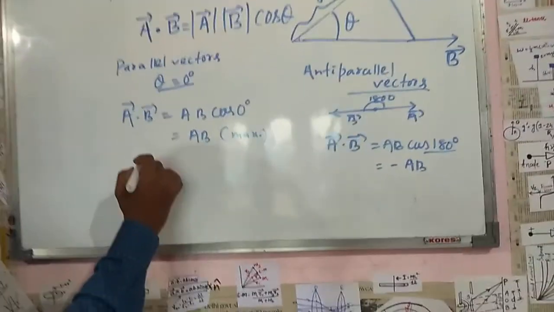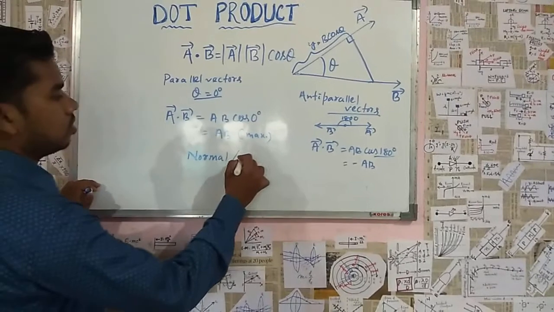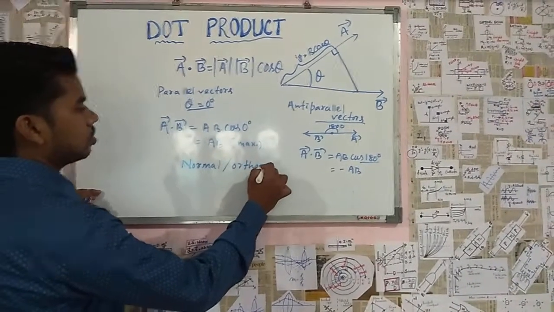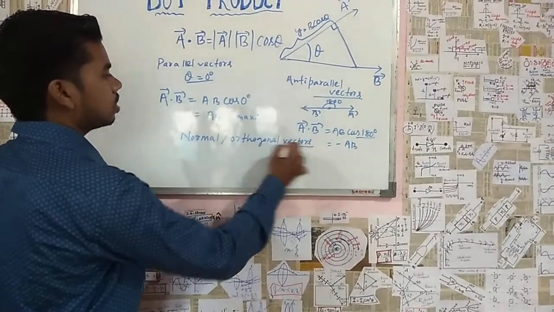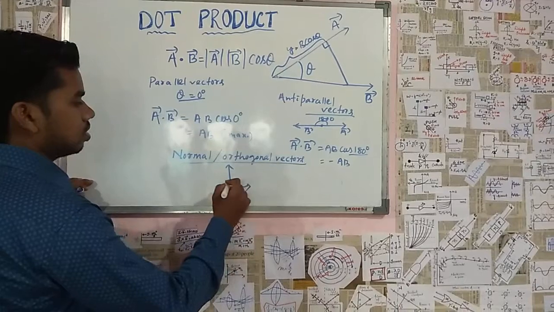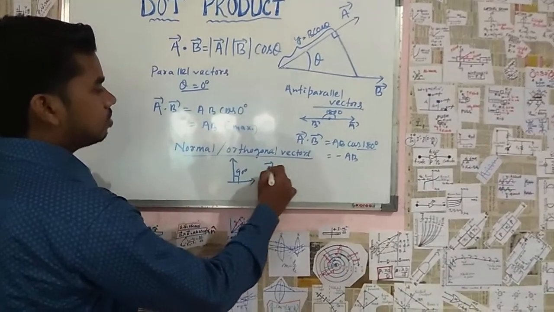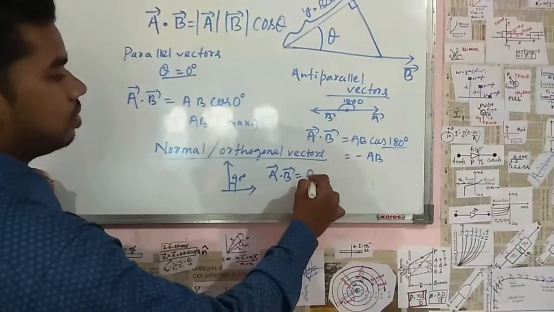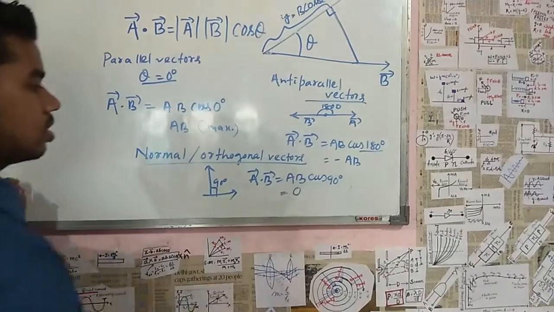Okay. Now normal vectors, or we can say orthogonal vectors. Orthogonal means two vectors are perpendicular to each other, at 90 degrees. So we can write A vector dot B vector will be AB cos 90. Cos 90 is 0, you know, so it is 0.